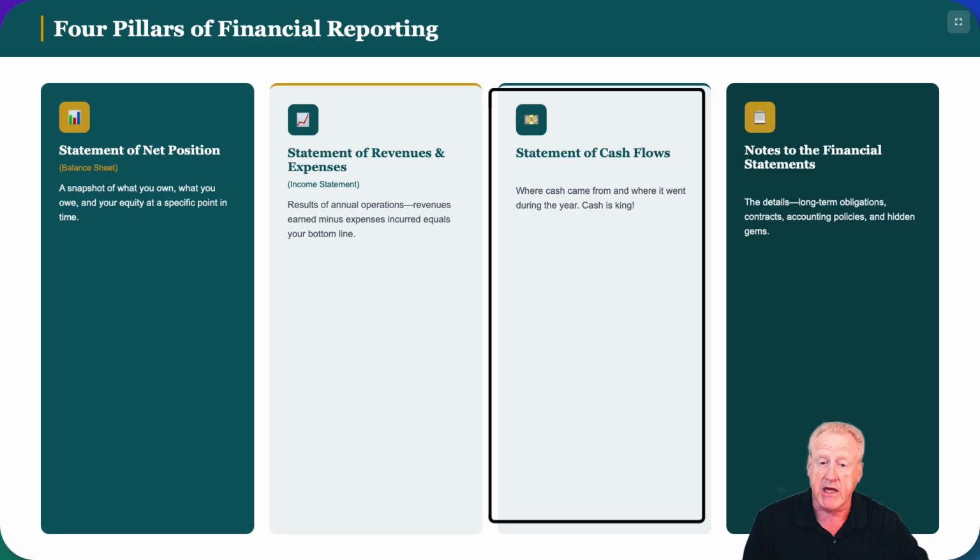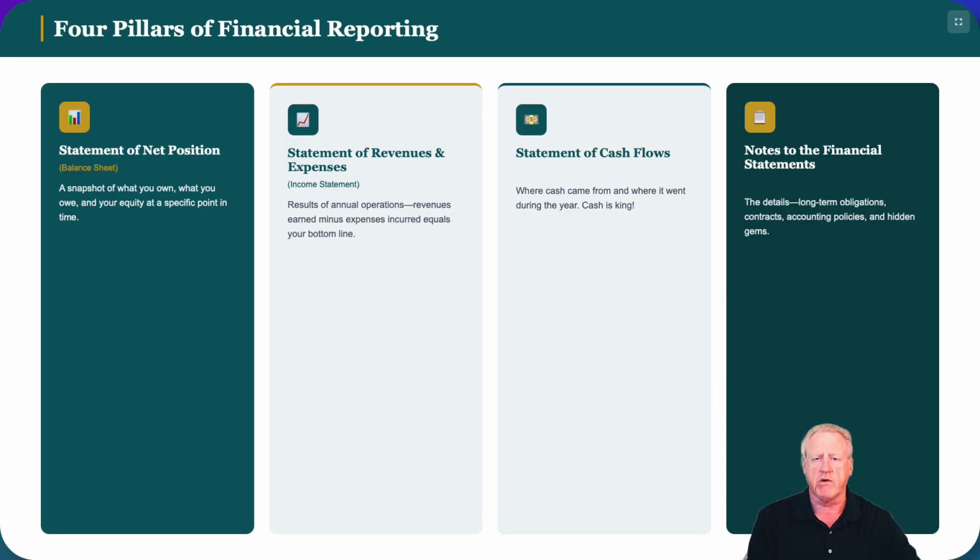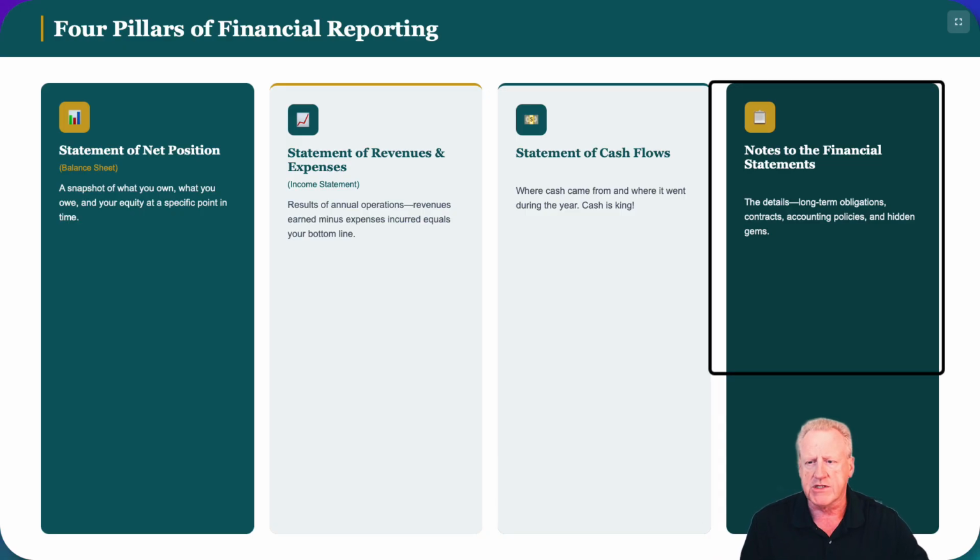Then we have the statement of cash flows, and this is where cash came from, where it went. And we'll have an example of this coming up to show you the different categories of cash, and some cash is different than other cash, although cash is king. But still, there are different ways to measure where it came from, where it went, and what to do with that statement as well. And then you have the notes to the financial statements, and this is the details.